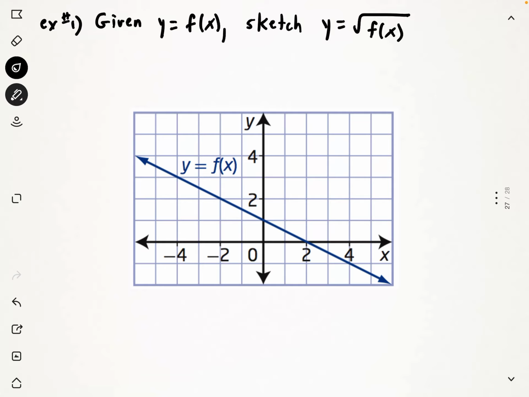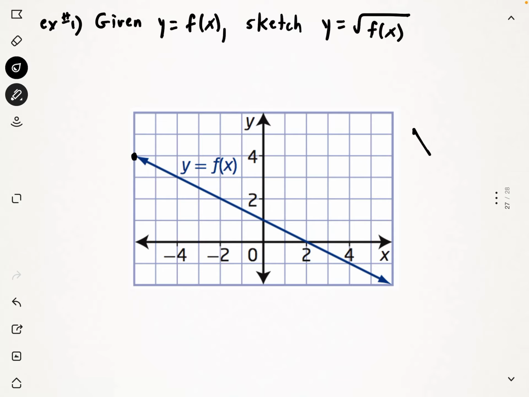So what you need to do with these is pick any point at random. It doesn't matter where you start. You're going to look at the y coordinate of the point, and you're going to get the square root of that y value. So let's just take one point right here. Let's just start on the very left, even though it doesn't really matter where you start. Let's start with this point right here. That has a y coordinate of 4. Square root of 4 is 2.